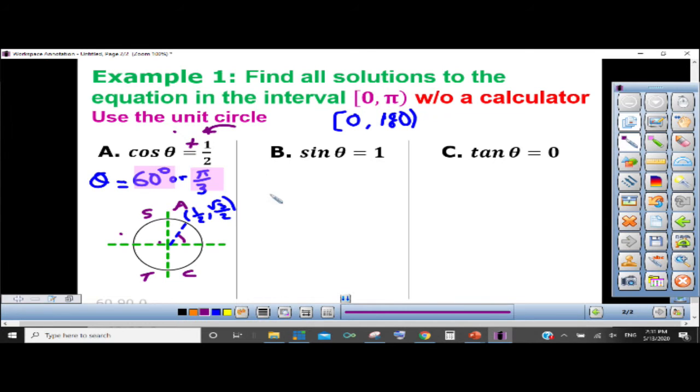Okay, number 2. I like what I'm seeing in the chat. That's very nice.